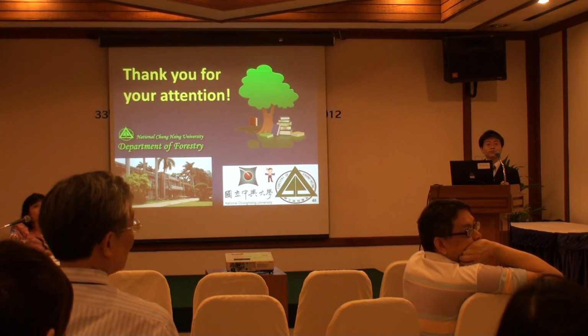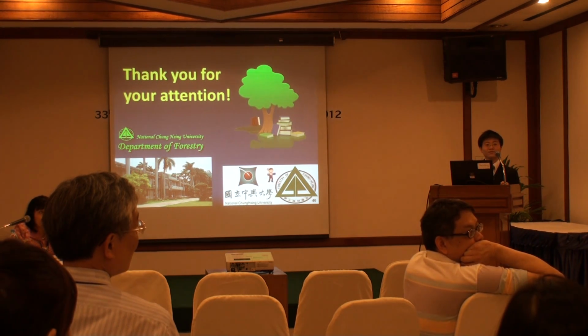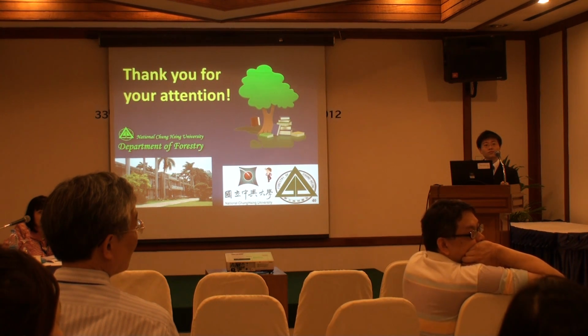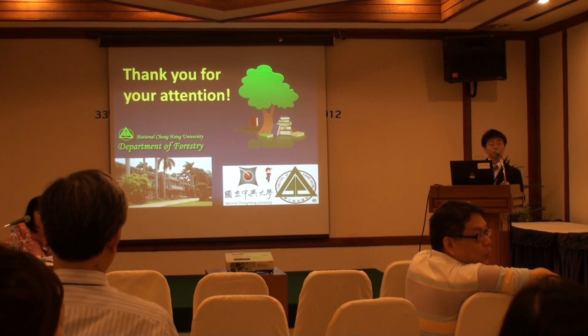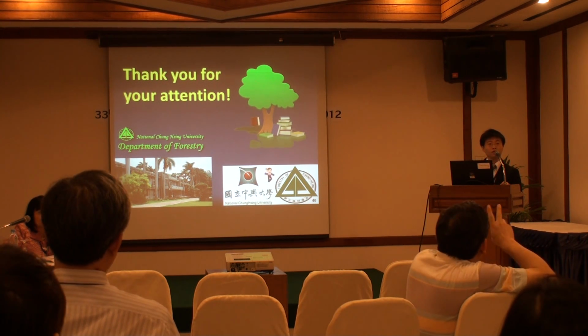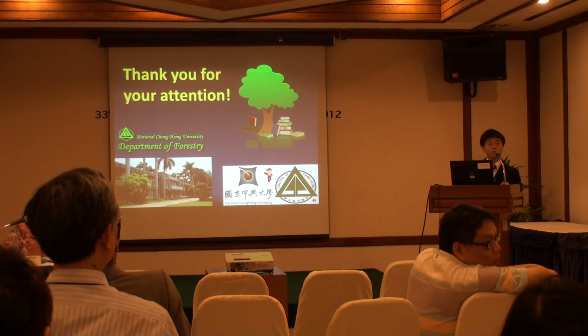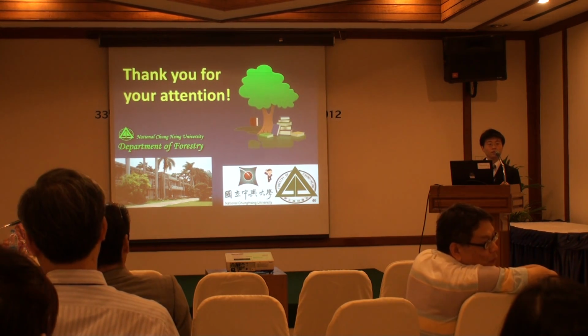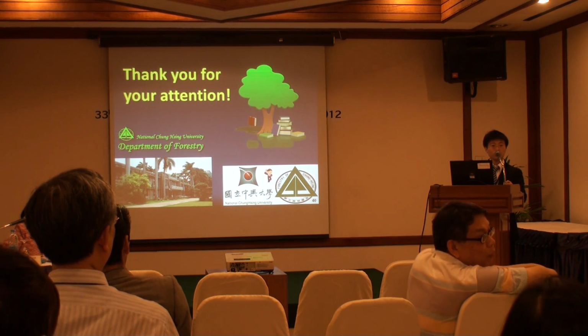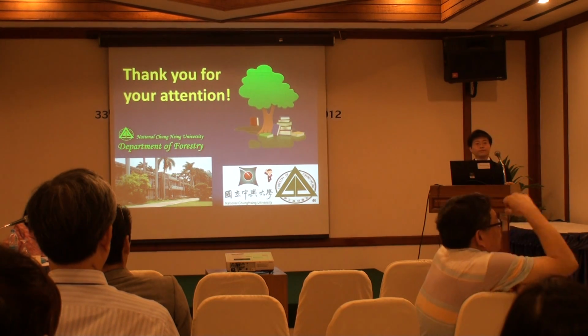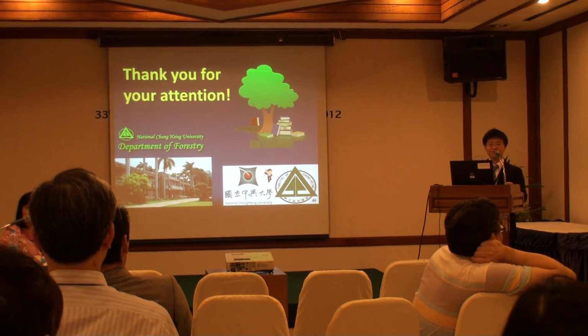I'm very interested in rhododendron species, and we have 2 or 3 rhododendron species in Mongolia. Are these 2 species you are studying from 1 genus or different genera? Sorry, what? The 2 species you are talking about, only 2 species. They are from different genera. Different genera? Two species, 2 genera. Yes. Okay. Thank you.